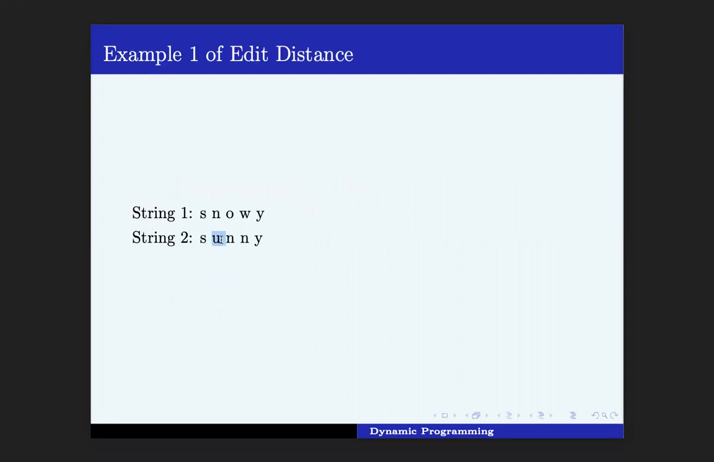You can also delete u. Then what will you get? You will get s, n, and y. Then you can add an o in between the two n's, and then change them. So that is also something that you can do. Similarly, here is a bit more complicated one: exponential and polynomial. How will you change it?